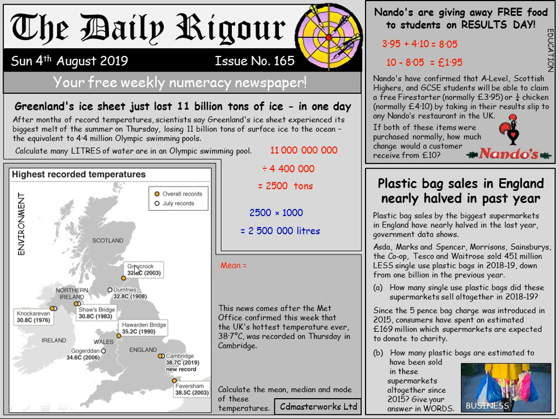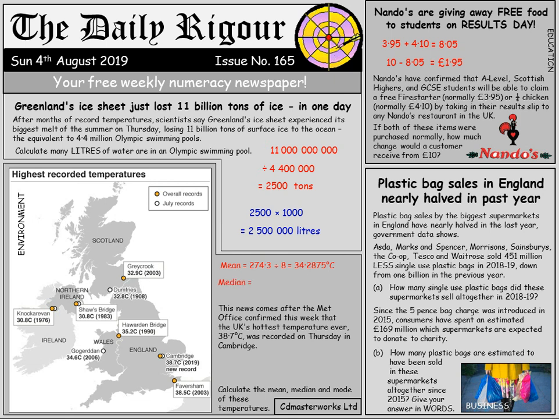So to get the mean, what we've got to do is add all these temperatures up, and that's going to come to 274.3, and then we divide by the number of temperatures. So if we count them all up, that comes to 8. So if we do that calculation, we get a mean of 34.2875 degrees Celsius. You might have rounded it to 34.3, and that's perfectly fine.